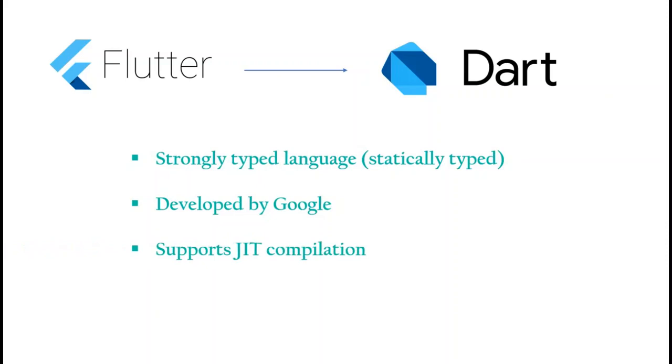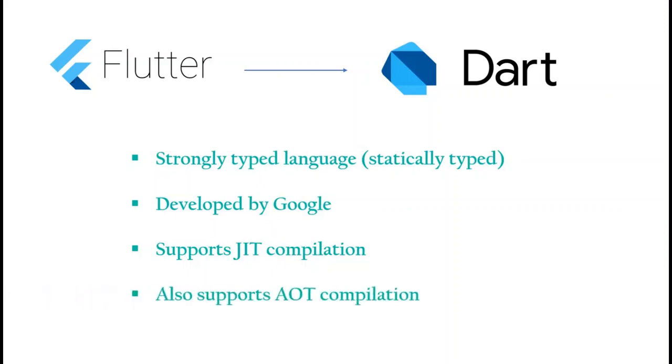It also supports JIT compilation, that is just-in-time compilation. So there would be faster compilation during development. That means whenever we make changes in our code, the output will be reloaded faster in our emulator or in our devices with no time. That is also called hot reload.